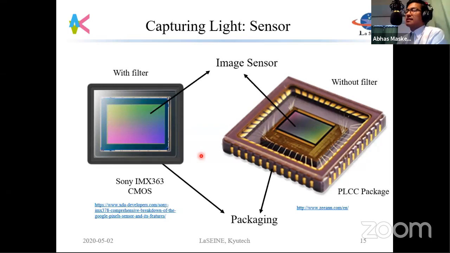To represent light in digital form, we need some kind of sensor, and that's done by an image sensor. This is an example of an image sensor with a filter and everything. If you take off the filter, you can see the actual image sensor here, and then all these connections. This is a packaging, a special type of packaging called a PLCC package. The way you would connect these points to a PCB is through soldering. That's how you access the image sensor.